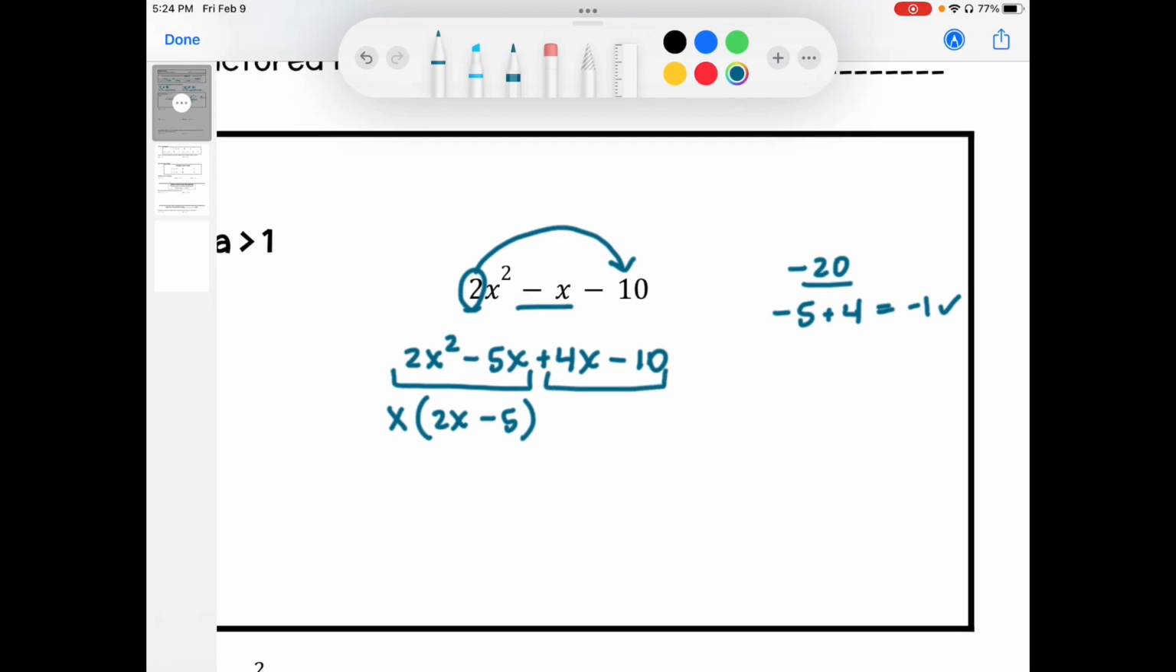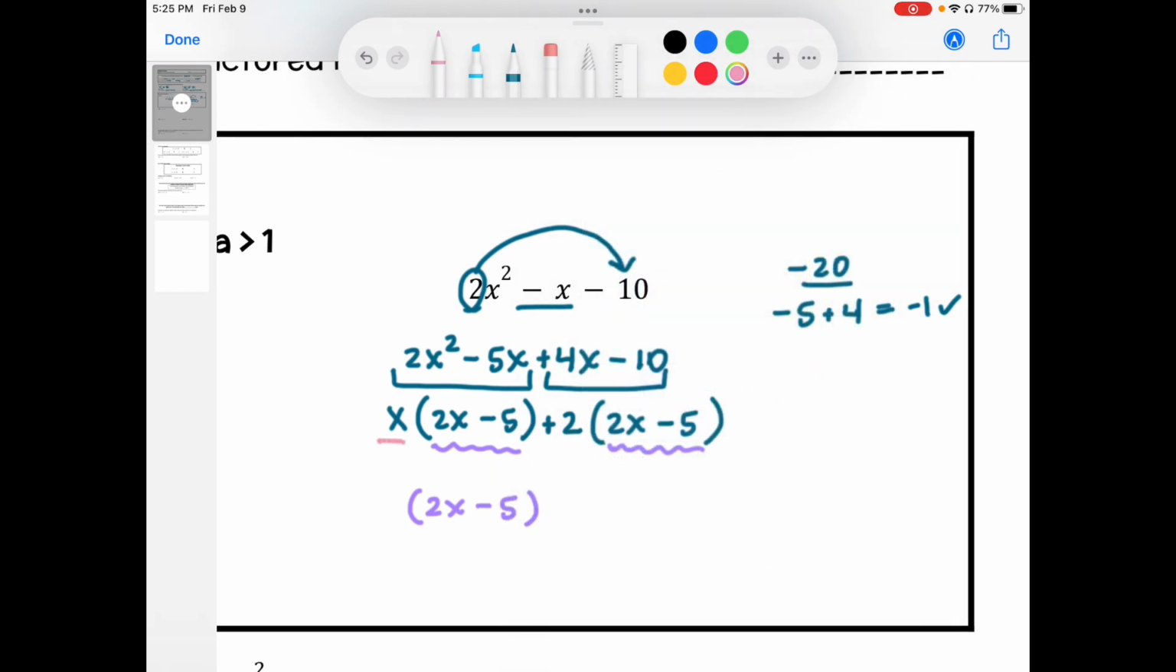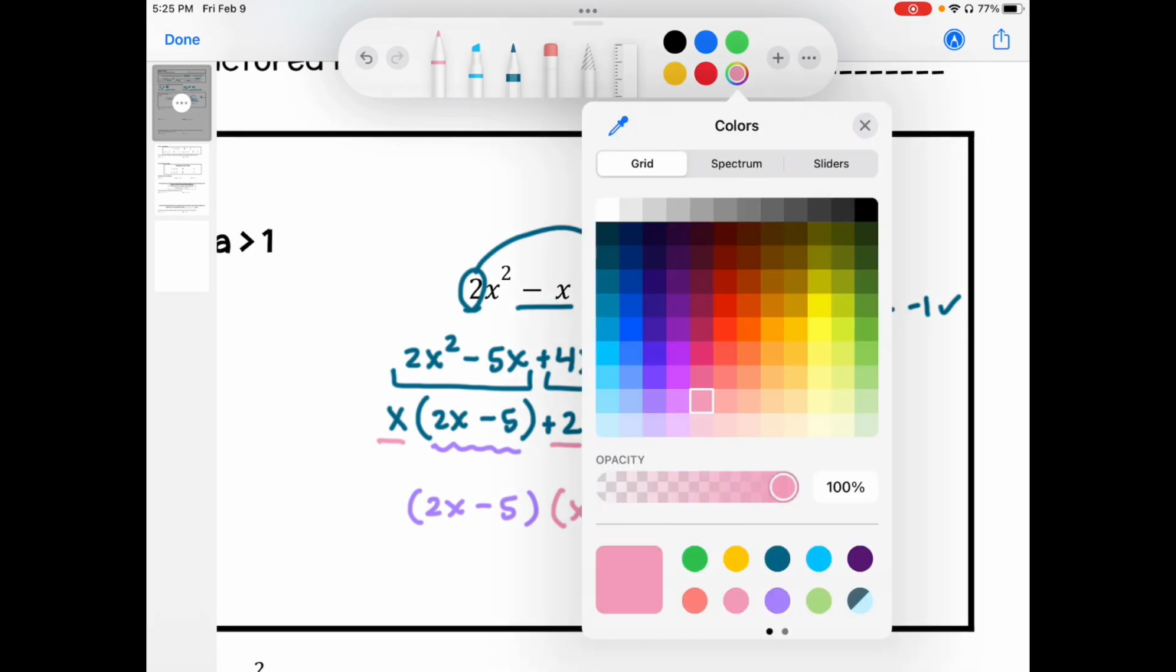And then here, they both can be divided by 2. So we'd have +2 and x, 2x minus 5. All right, so your whole goal is to get both of these to be the same. If they're not the same, then you must have done something wrong. So that counts as one of your factors. And then your other factor is going to be the combination of your GCFs. So it would be x plus 2. And then that is completely factored.